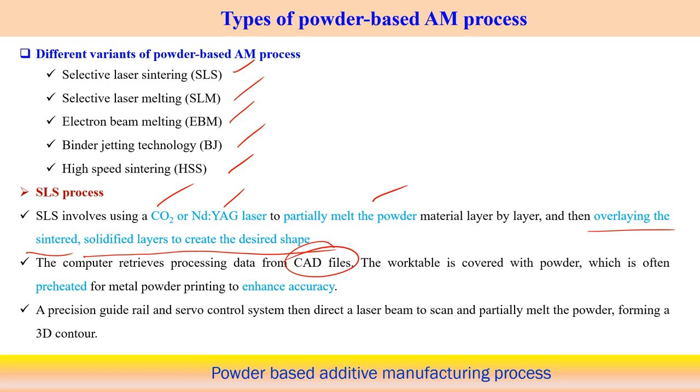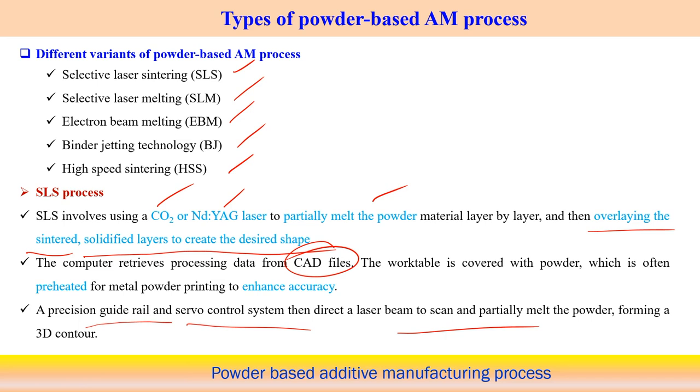If you build this virtual component, the CAD model, the layer-by-layer deposition strategy can be decided beforehand, and we can store all the data. That data is supplied to the printing machine, which follows the path instructed by the data from the CAD file. Therefore, we use a precision guide rail and a servo control system that direct the laser along the scanning path to create the 3D contour. So these are the ways.